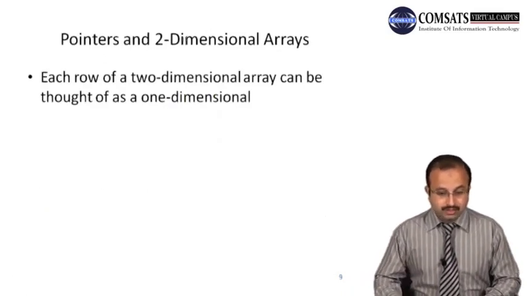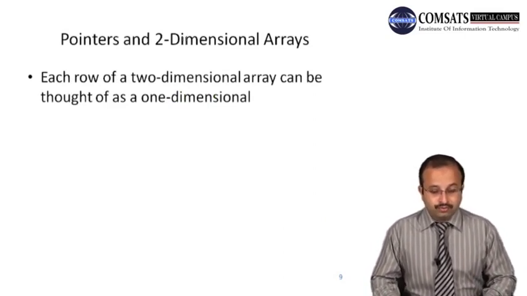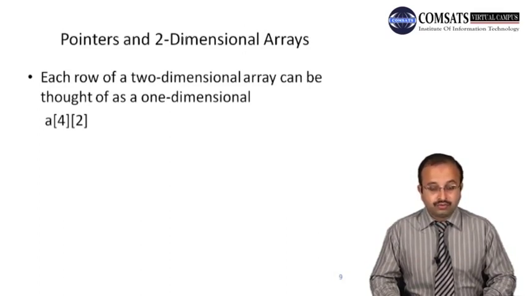Now pointers and 2-dimensional array. Each row of a 2-dimensional array can be thought of as a 1-dimensional array. Like we have an array A that contains 4 rows and 2 columns. So that is a 2-dimensional array.